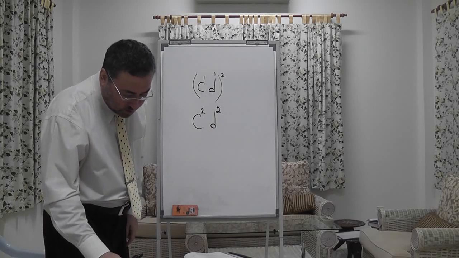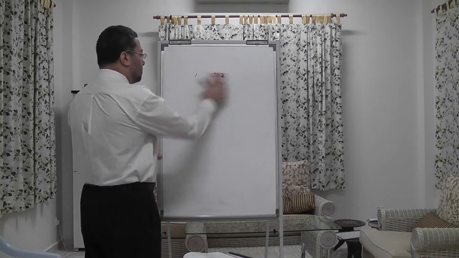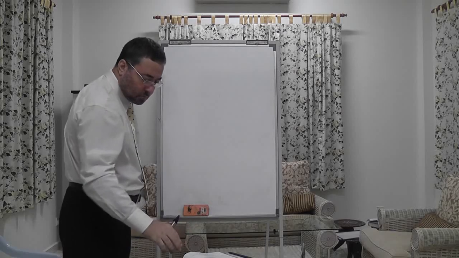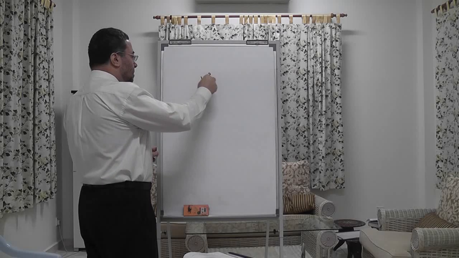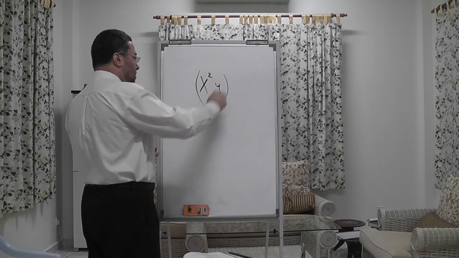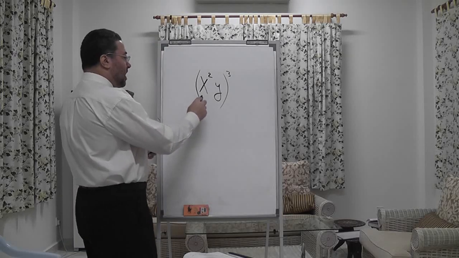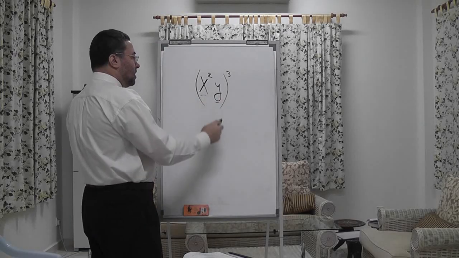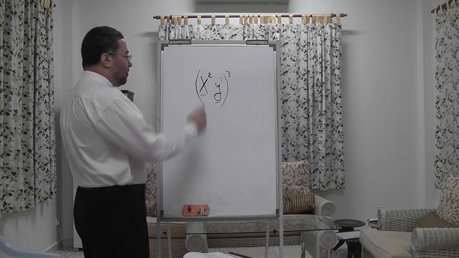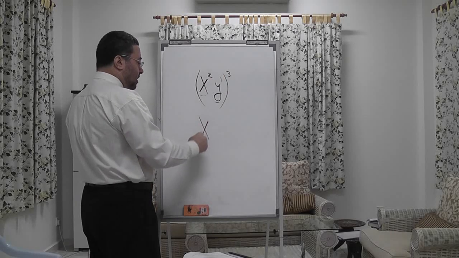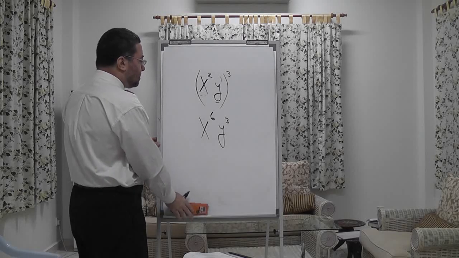Next will be number 13. X squared. Here again we have two bases, one is x and the other one is y, and the y is raised to 1. We multiply the powers of each with 3, so that will be x to the 6, y cubed, and that's the answer.